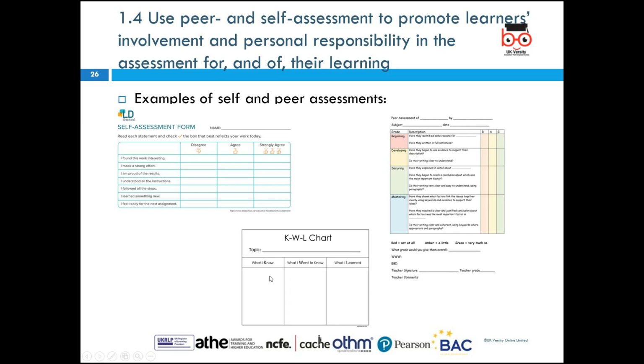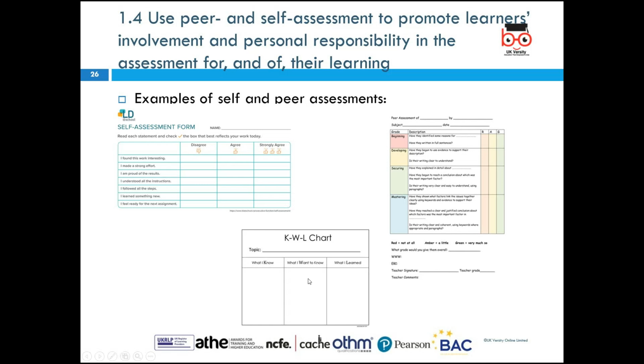And then one of the ones I like is the what I know, what I want to know, and what I learned chart. They can put down what they already know at the beginning of the lesson, what they want to know, and then at the end of the lesson they can put down what they've actually learned. So you get to know what their prior knowledge was, what curiosities or interests they had in learning, and then you can see what they've actually retained at the end of the lesson.